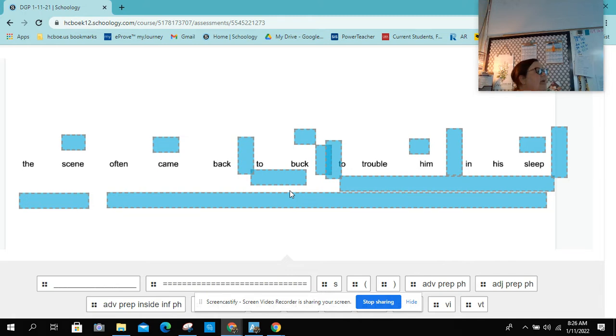I don't want you to answer out loud. But I want you to be thinking in your head, how many times do you underline the predicate of the sentence? There's 2 lines.